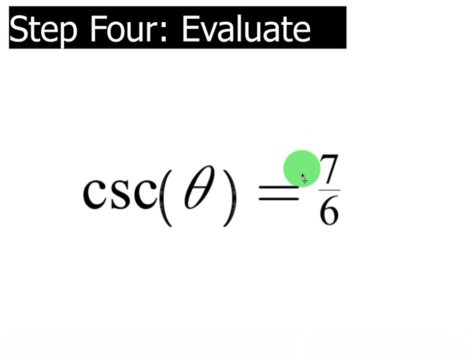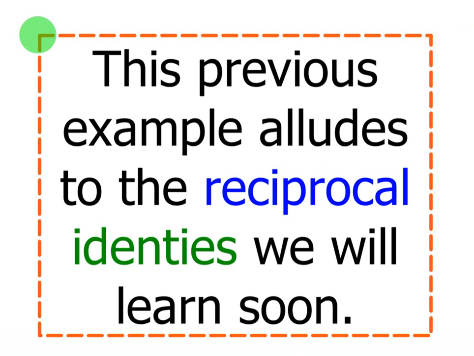So this is it. This is the final answer. The previous example alludes to the reciprocal identities, which we will learn soon. Okay, so reciprocal identities are very helpful when you're learning the unit circle and other things. So this is kind of foreshadowing to a reciprocal identity. Again, I want to bring up what this answer means.